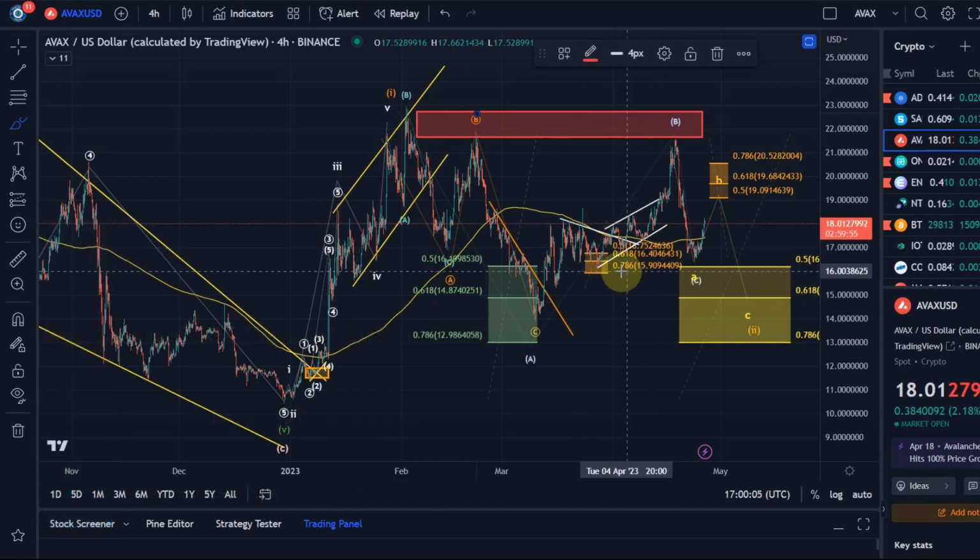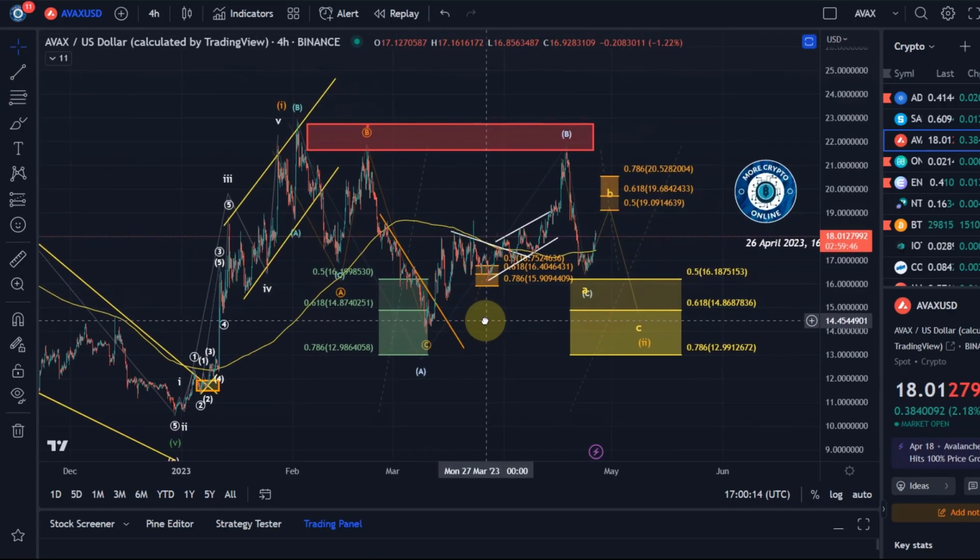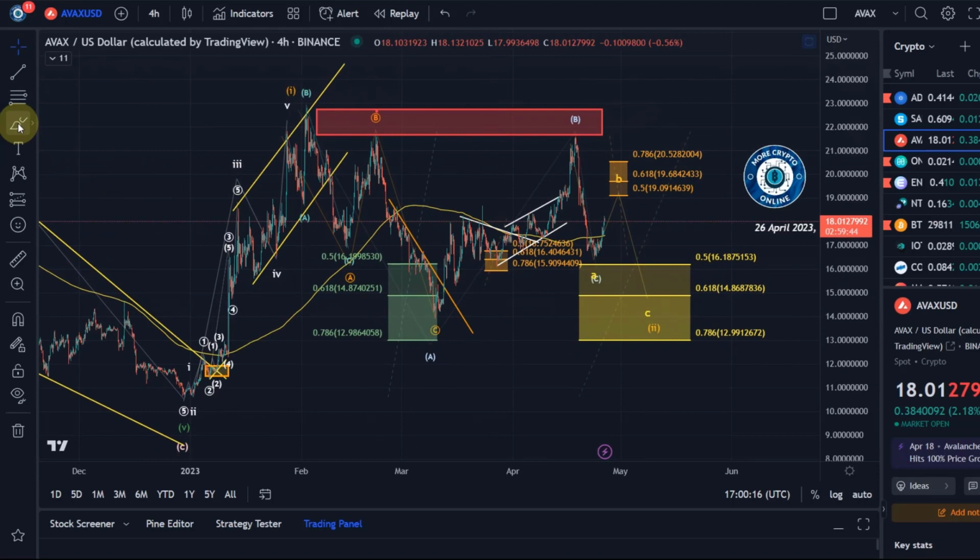AVAX Avalanche so far looking okay. Haven't broken support and I'm still following here an overall bullish scenario. The reason for that is quite simple, because the trend is up.